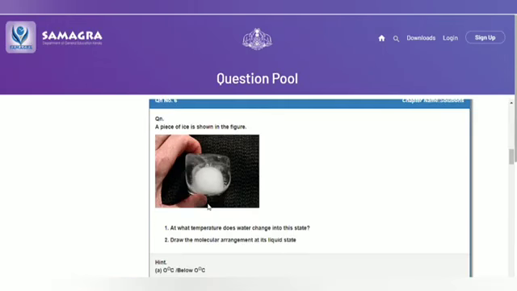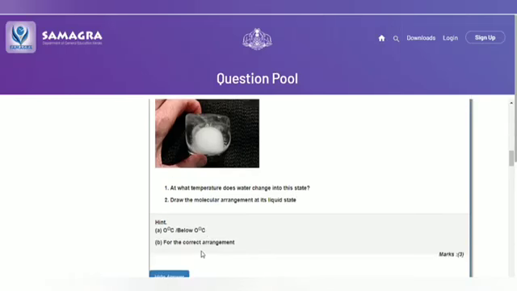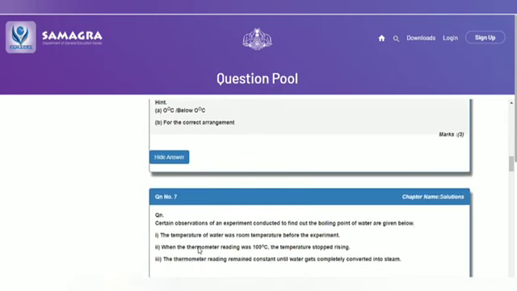A piece of ice. At what temperature does it change into the liquid state? 0 degrees Celsius. Draw the molecular arrangement in the liquid state.